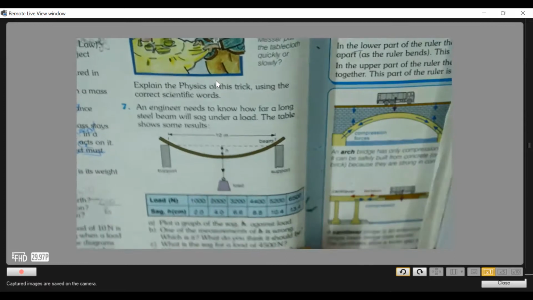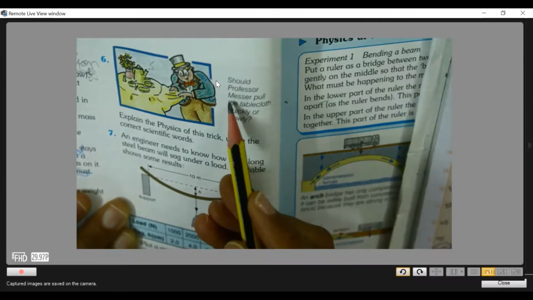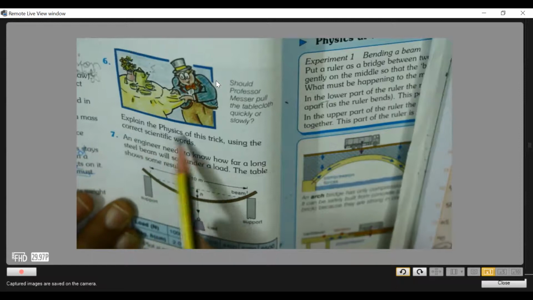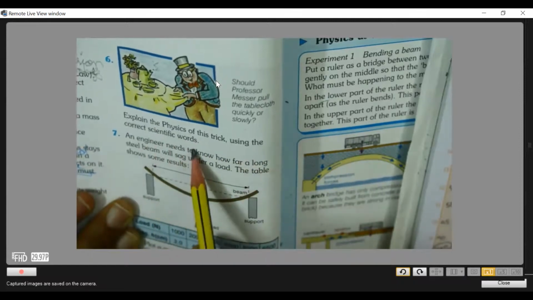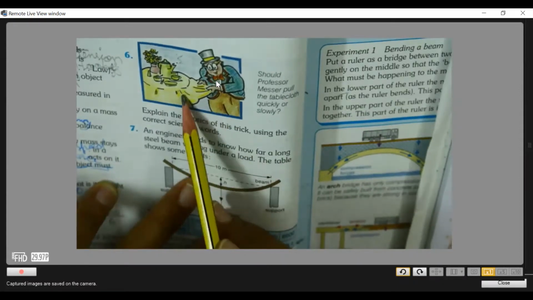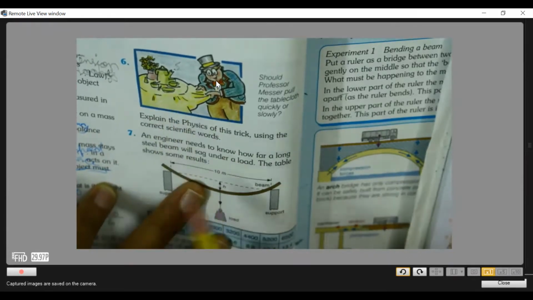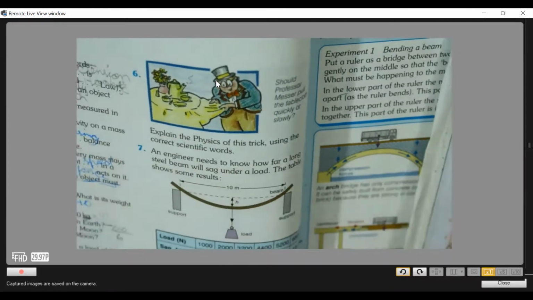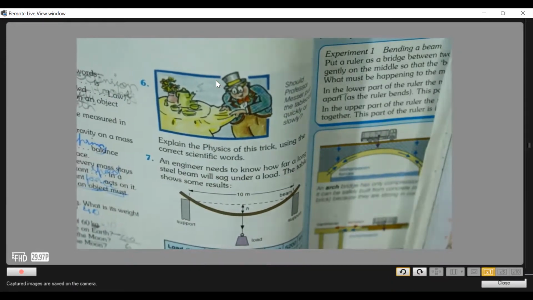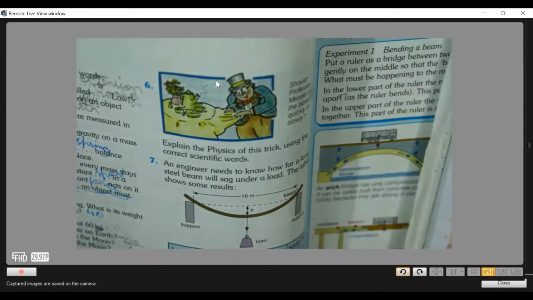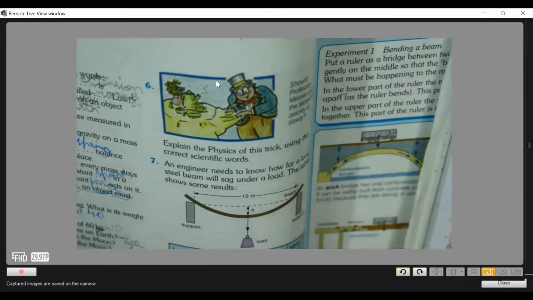Okay. Let's move on. This picture, I think we have discussed this already. Should Professor Macer pull the tablecloth quickly or slowly? Explain the physics of this trick using the correct scientific words. So Professor Macer is pulling the tablecloth and the dishes must be staying on the table. So what's going on? Who is going to explain this? Sidra? So the dishes are going to stay because of inertia.